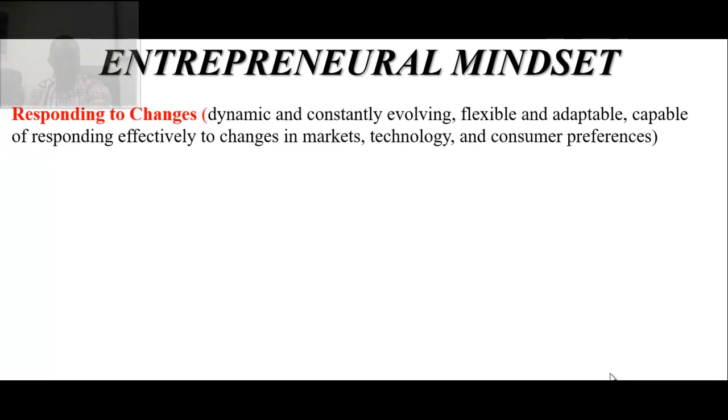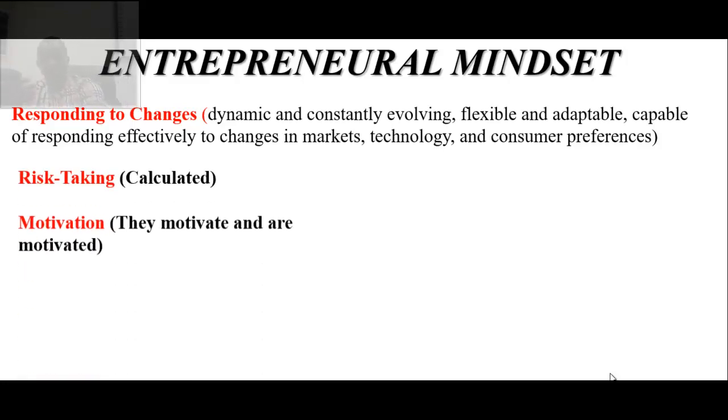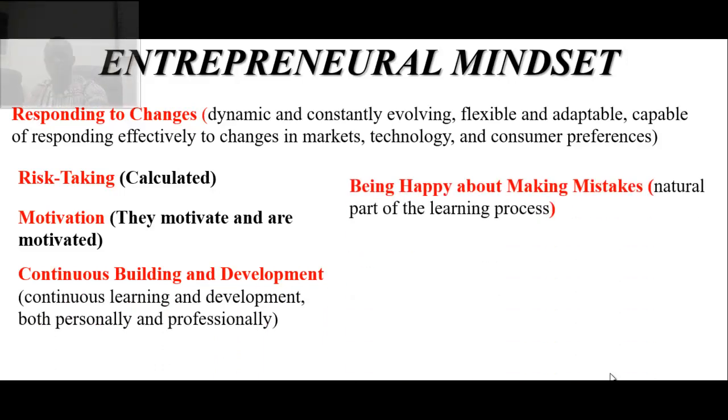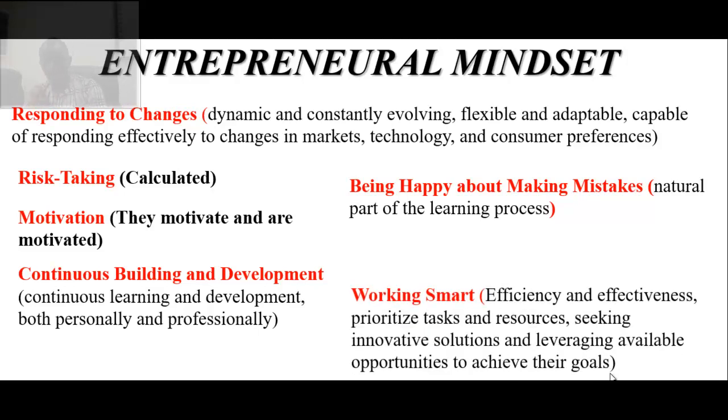Basically, the first one is responding to changes. Number two, thinking. Number three, motivation. Number four, continuous building and development. Number five, we have being happy if I make a mistake. Don't forget, I said risk taking, calculated risk. Number six, working smart, doing the right thing at the right time, efficiently, all the time.